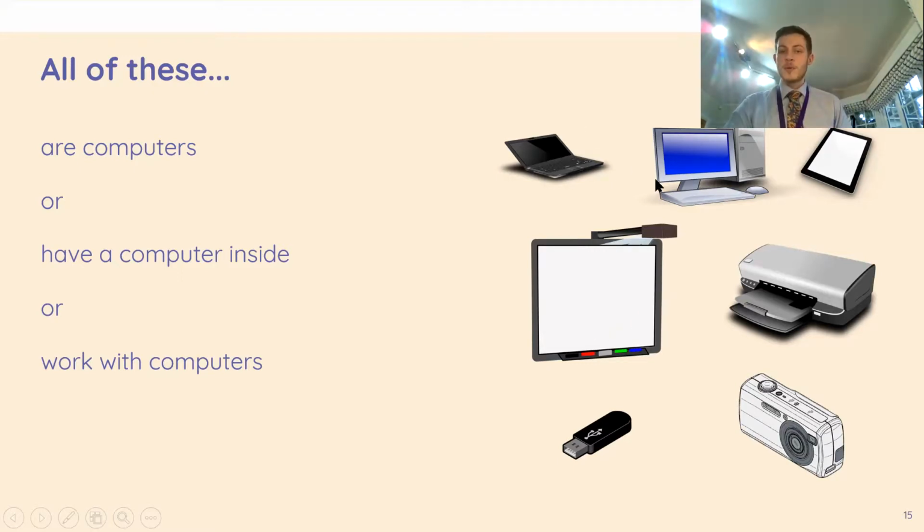So you can see the laptop, the computer, and the tablet or the desktop, they're all computers. Then you've got a printer, and you've got a smartboard, or you've got your camera. They all have a computer inside them that helps them work. And then they work with computers. Now, a lot of these work with computers, like the smartboard, the printer, the USB. But things like the USB, you can't do anything on its own without putting it in a computer. Just like a printer, you might not be able to do anything with it unless you plug it into your computer to tell it what to do.